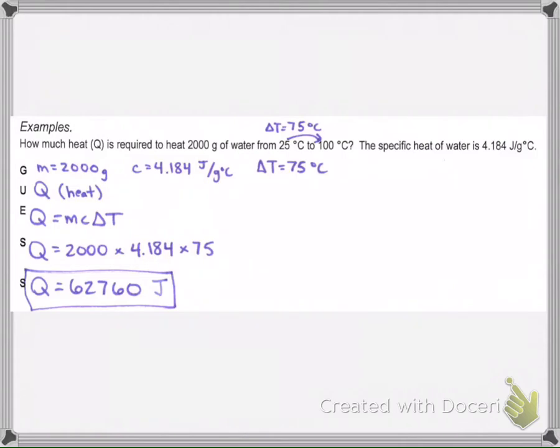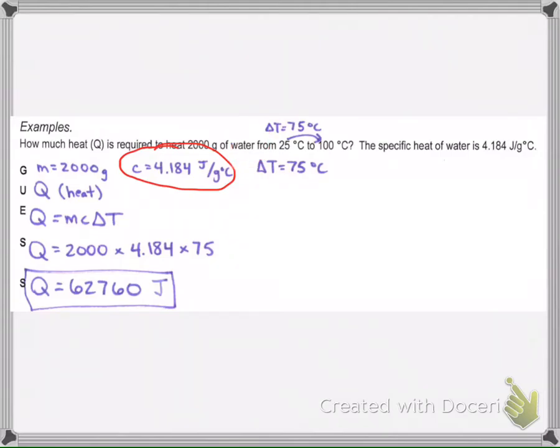So in the first example, it says how much heat, in this case it's Q, is required to heat 2,000 grams of water. So we know our substance. Because we know our substance, we're going to look back on that specific heat table that's in your notes on page 7. Page 7 has all of these known specific heat values. I know that the specific heat for water is 4.184 joules per gram degrees Celsius. So that is my specific heat.